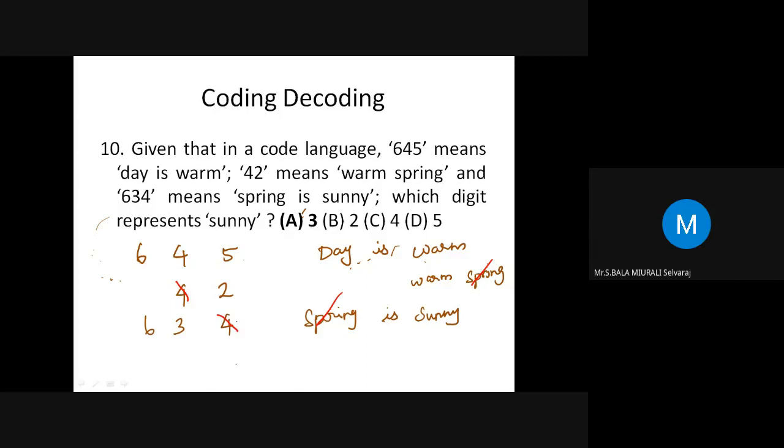Yes, sir. Others? No doubt. But don't ask me about cool and spring in the first sentence also. There is no spring in the first sentence. That is not our duty. What we need is the answer for sunny. Other investigations we should not do.